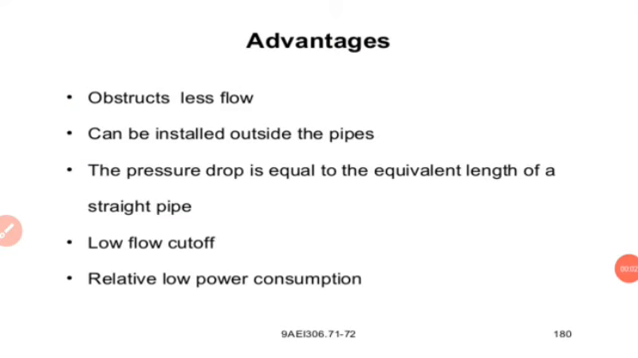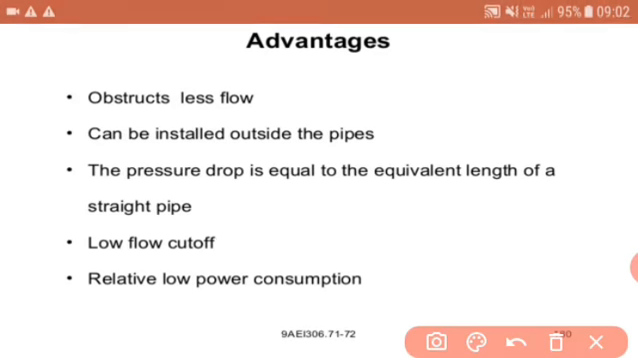The pressure drop is equal to the equivalent length of a straight pipe. Then low flow cutoff. Flow cutoff is low, so we can also consider it an advantage. Then relatively low power consumption. Power consumption is relatively low, so this is also an advantage.